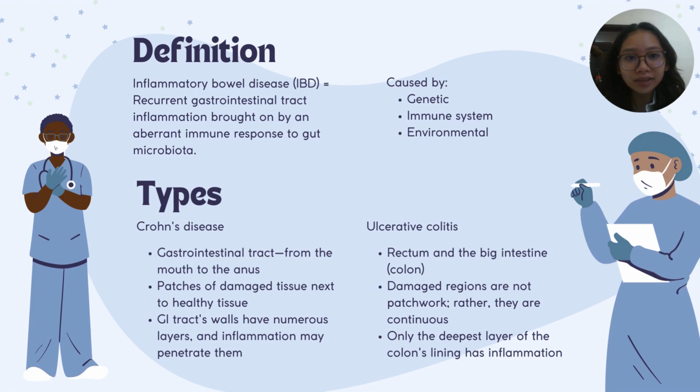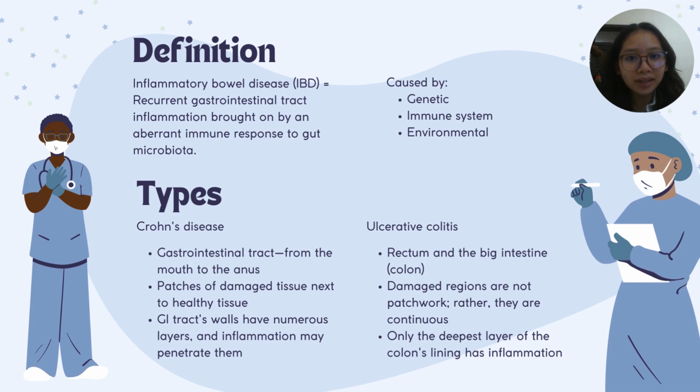Crohn's disease and ulcerative colitis are the two primary forms of IBD. Any area of the gastrointestinal tract, from the mouth to the anus, can be affected by Crohn's disease. The section of the small intestine that comes before the big intestine or colon is often affected. Patches of damaged tissue next to healthy tissue are common. The GI tract's wall has numerous layers, and inflammation may penetrate them.